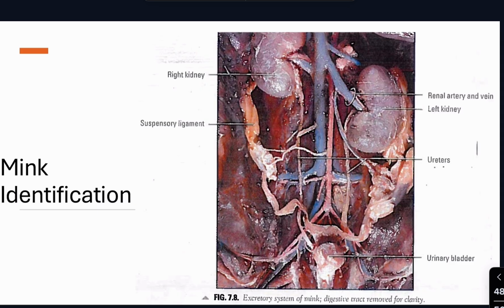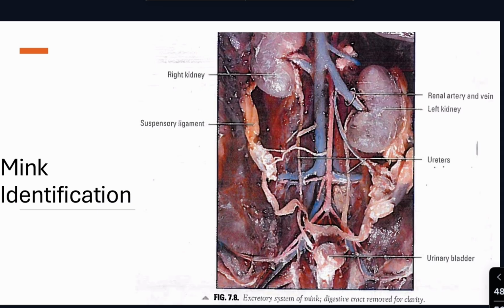Fortunately, we use colored latex on the minks, so we can pretty easily distinguish between the inferior vena cava and the descending aorta, right? The descending aorta is going to be a lot thinner than the vena cava in most cases, and we can see where the renal vein is dumping into the vena cava, and where the descending aorta is branching into the renal artery.